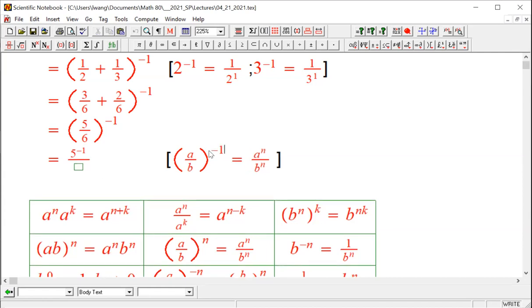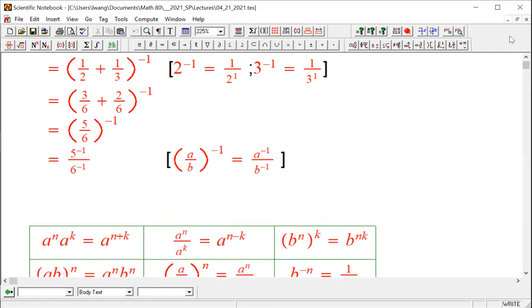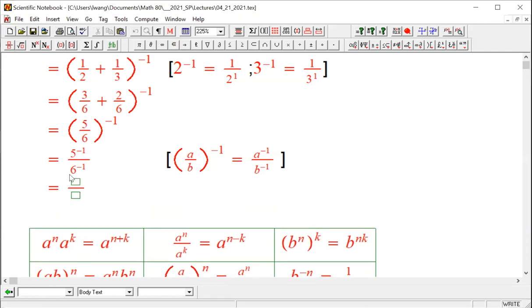So this is -1, and this is -1, and this is -1. And A is 5, B is 6. So 6 raised to the power -1. One more step. 5 to the power -1 goes under, and 6 to the power -1 goes up. Done.